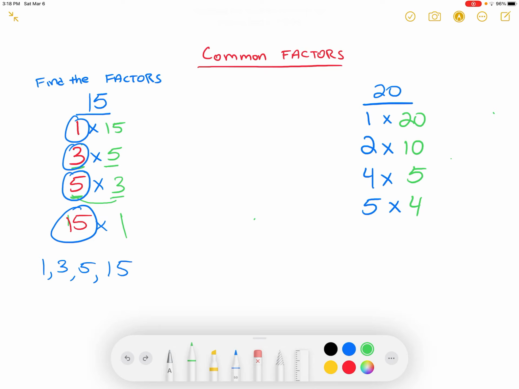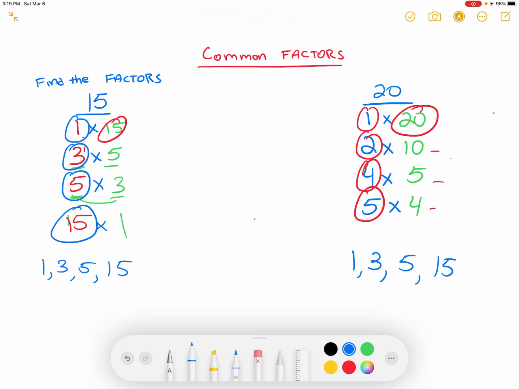So you might say to yourself, all right, what are all the individual factors of 20? Well, it's 1, 2, 4, 5, 10, and the last one is 20. Same thing over here, 1, 3, 5, and the last one is 15. So if we listed those out, here are the factors of both numbers, right? Those are the factors of 15. These are the factors of 20.